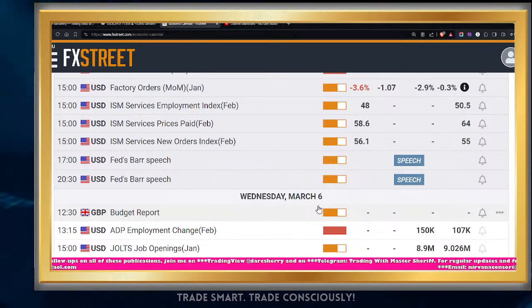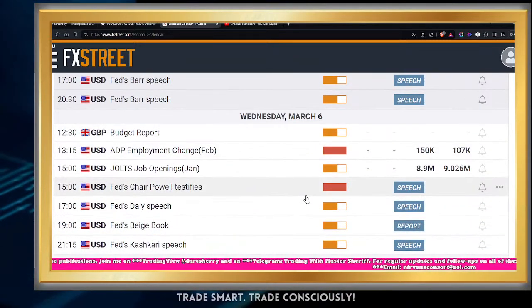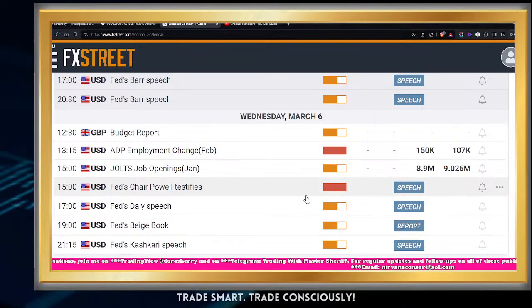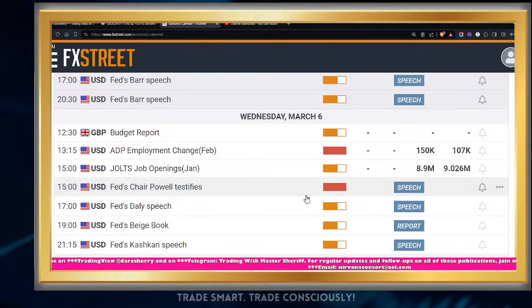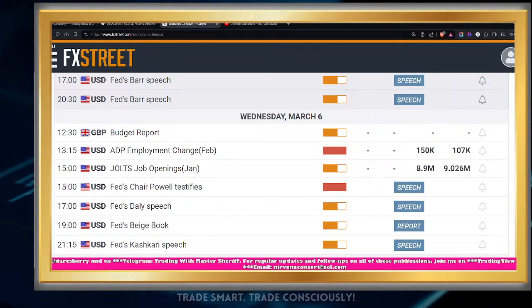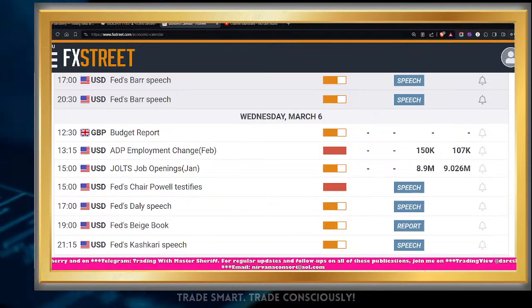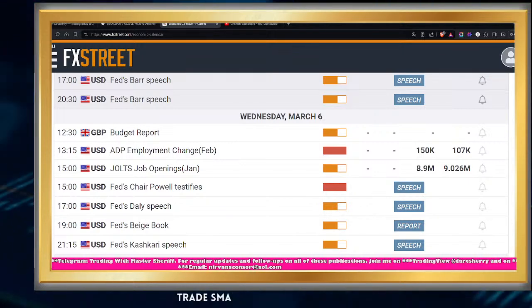So today, Wednesday, March 6th, we are going to be looking at a couple of high impactful events. So I had to include some mid-tier economic features to have a broader view of what market participants will be looking forward to today. Now, the first one on the list here is the budget report. That is from the United Kingdom economy.